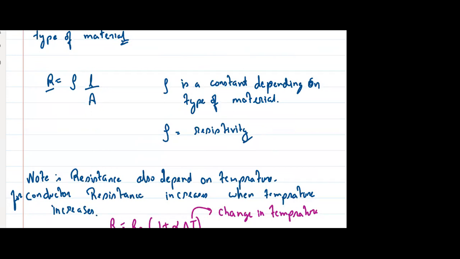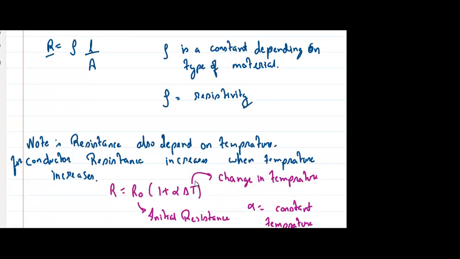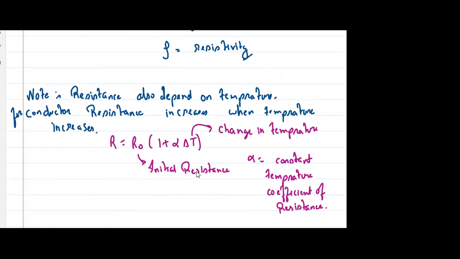Right? Okay. And actually resistivity also changes. But again, we're not going that deep into that concept, right? We'll be just limiting to this point. Okay. Anyone have any doubt in this?